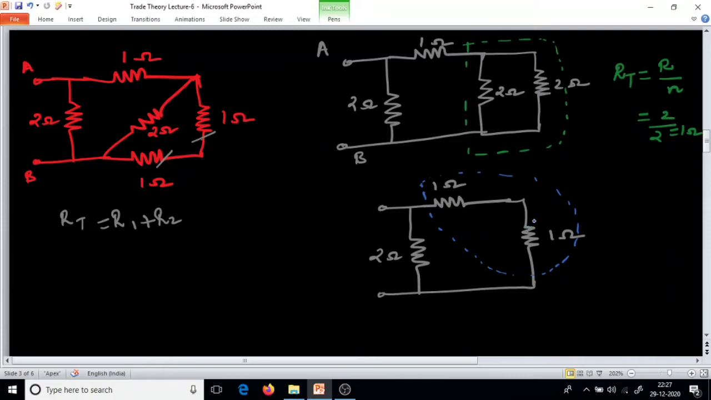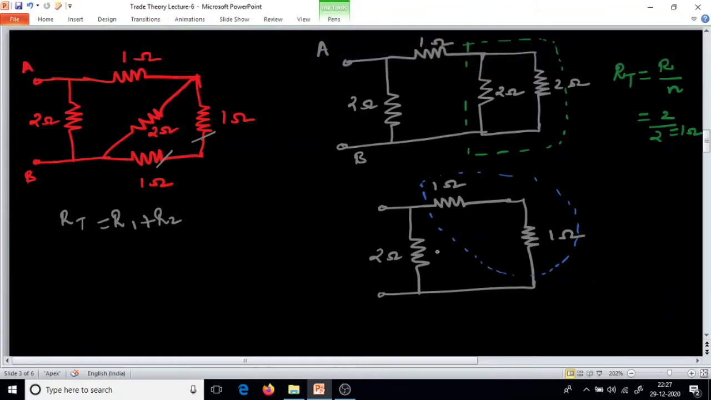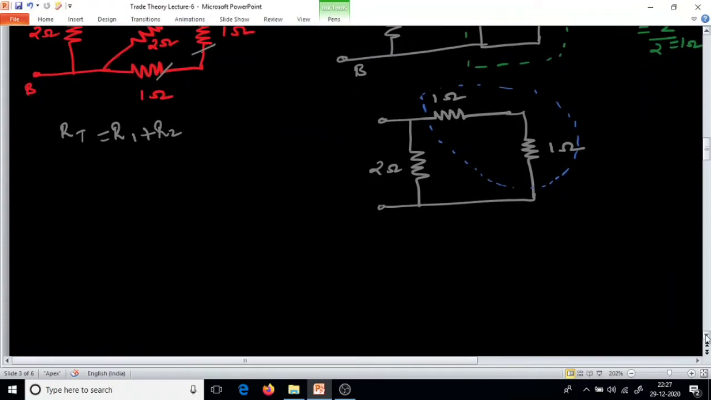Okay, we'll solve it. Now we will draw the simplified diagram again. How will it get simplified? Now this 1 ohm and 1 ohm we will replace with a single resistor. So this will be equivalent to a 2 ohm resistor.